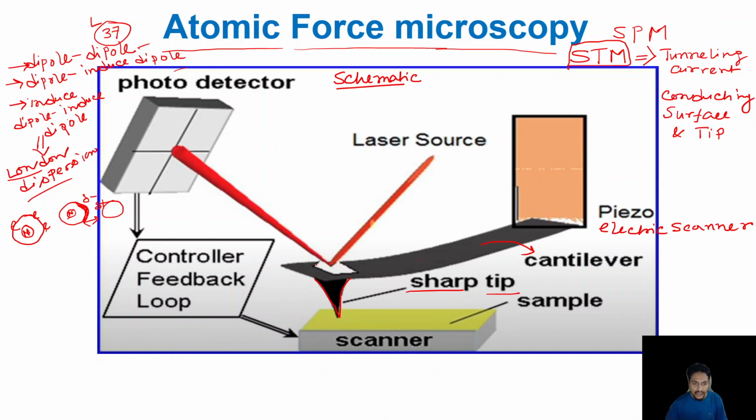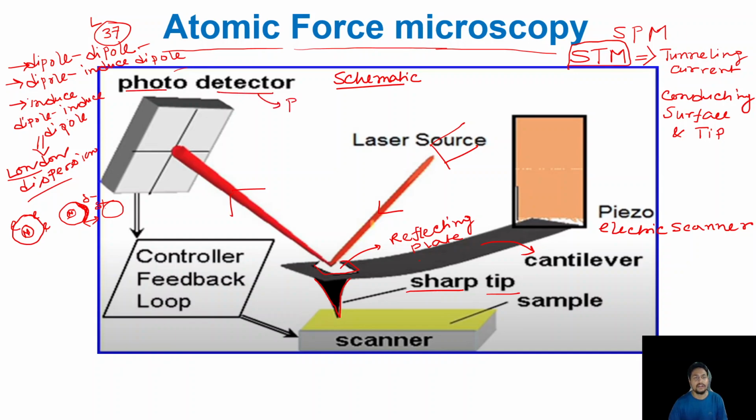Now, just above the cantilever, there is a reflecting plate or reflecting surface, where some laser light is coming and reflecting, right? So this is a laser source, which is actually providing the laser. It comes like this, reflects from the cantilever and goes towards the detector. So this is a photo detector.